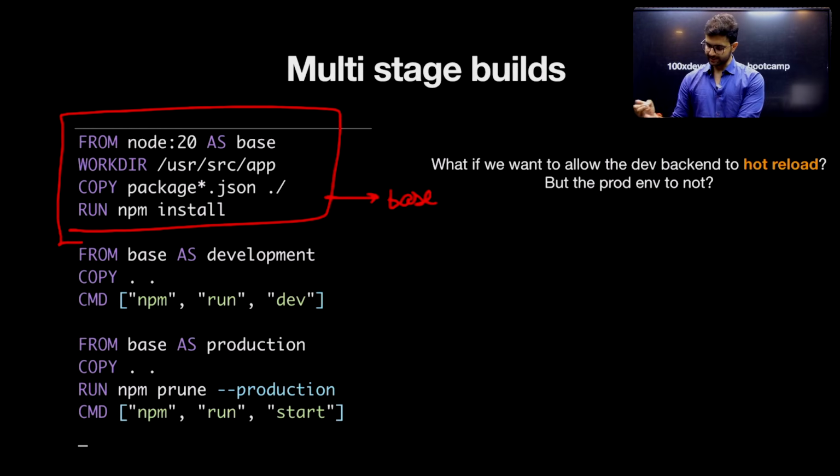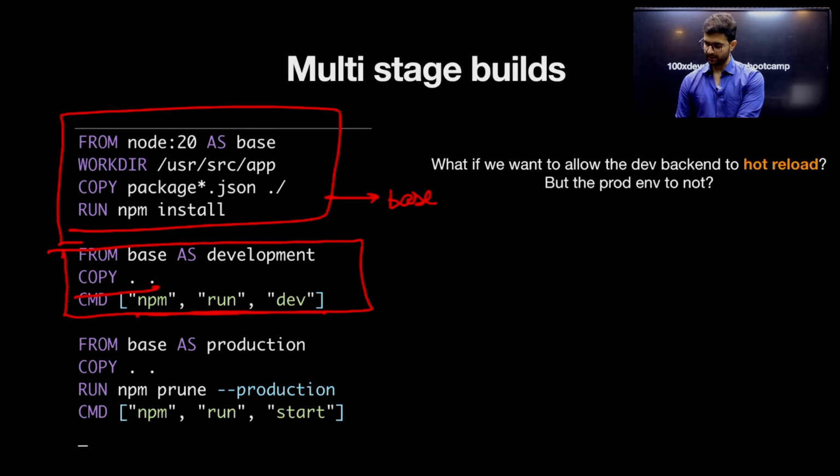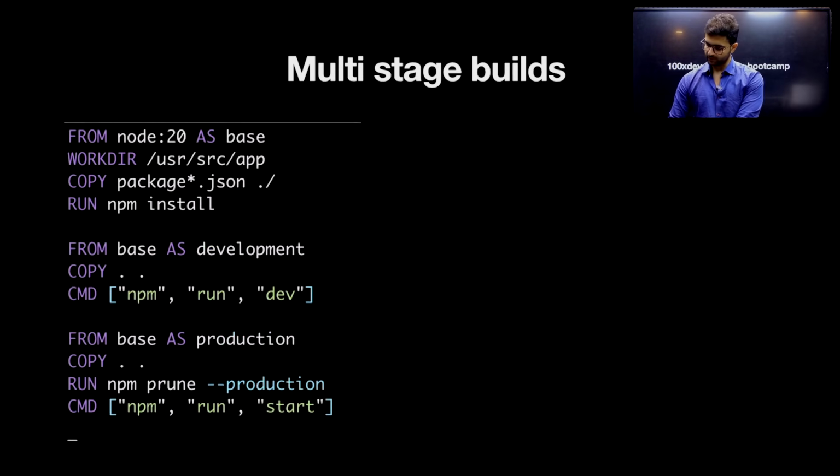Then it says from base, which means taking this as the initial point, create another image. And what should the other image be? It should be the same image, only it should copy over the rest of the files and then run npm run dev. That's the dev image.